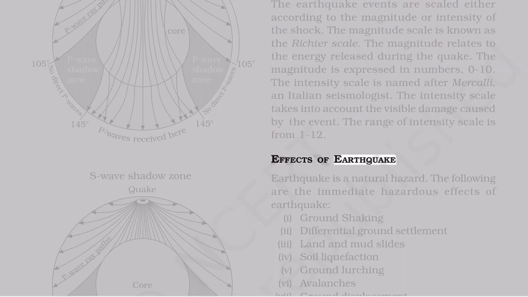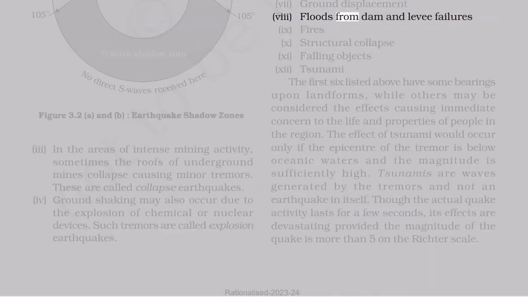Effects of earthquake. Earthquake is a natural hazard. The following are the immediate hazardous effects of earthquake. 1. Ground shaking. 2. Differential ground settlement. 3. Land and mudslides. 4. Soil liquefaction. 5. Ground lurching. 6. Avalanches. 7. Ground displacement. 8. Floods from dam and levee failures. 9. Fires. 10. Structural collapse. 11. Falling objects. 12. Tsunami.